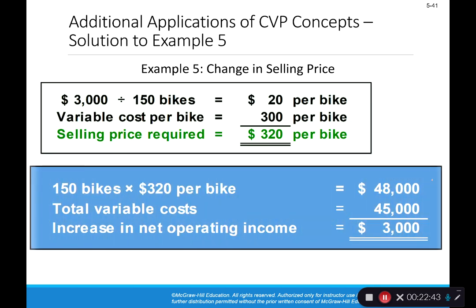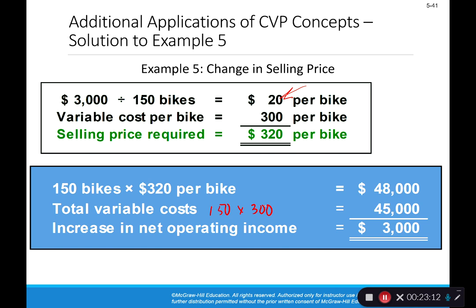So again, here it is typed up for you. 3,000 divided by 150 means we need 20 a bike. We also need to cover our variable costs. Fixed costs don't matter because they don't change in this example. So 150 times 320 gives us an extra 48,000 in revenue minus the variable cost, which isn't written out, but it would be the 150 times 300, which is 45, and that means our operating income goes up 3.